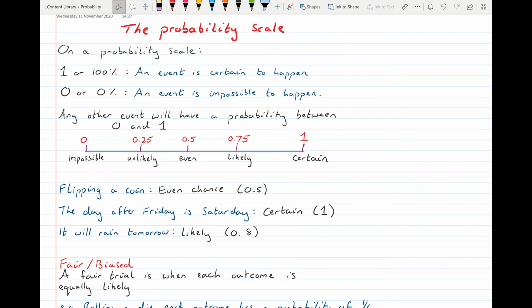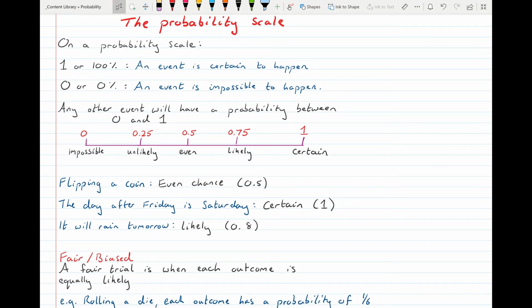And that can also be written as percentages. So it could be 0% and 100%. And they're interchangeable. So you can use it as a decimal or as a fraction or as a percentage. Flipping a coin has an even chance. So that means that the probability of getting a heads on a coin is 0.5, and the probability of getting a tails on a coin is 0.5.